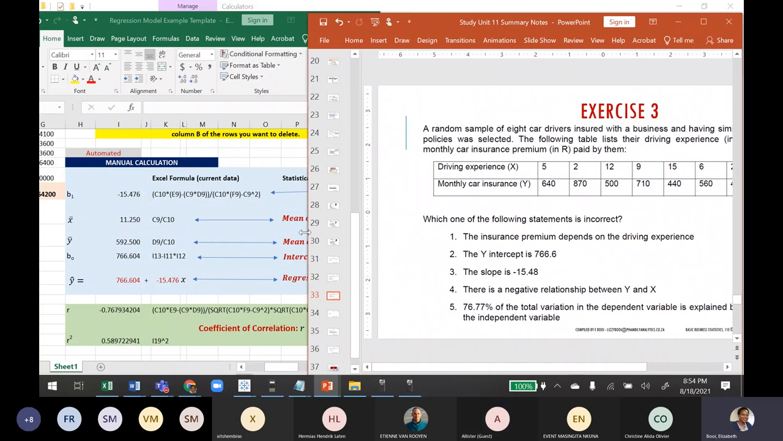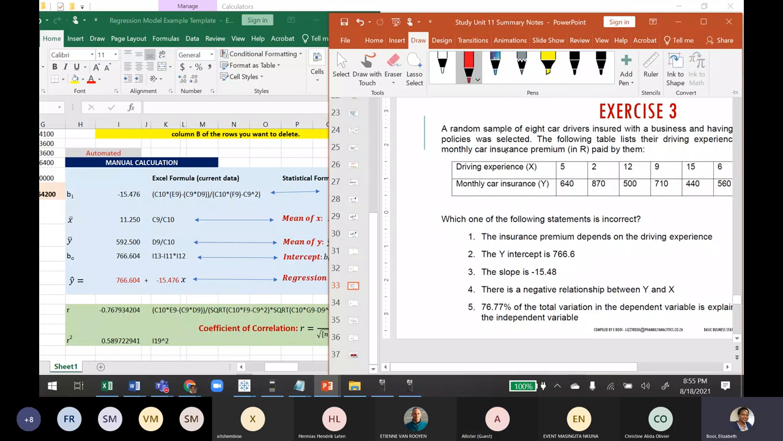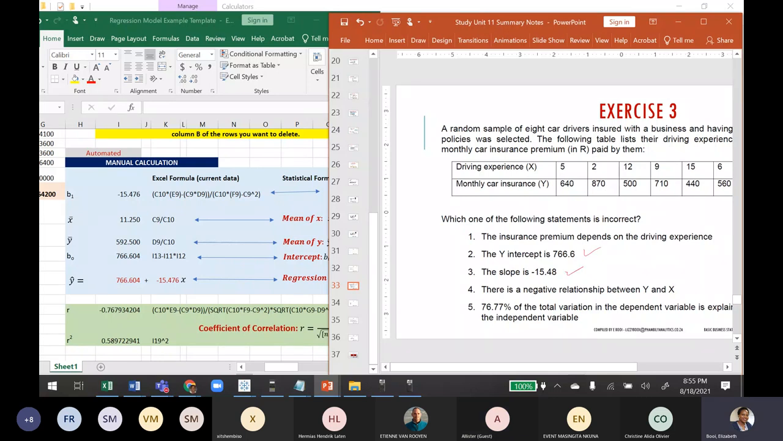So, okay, the slope is minus 15. So our slope, which is minus 15.478, is correct. So that is correct. I can also write again using white. That's correct so far.